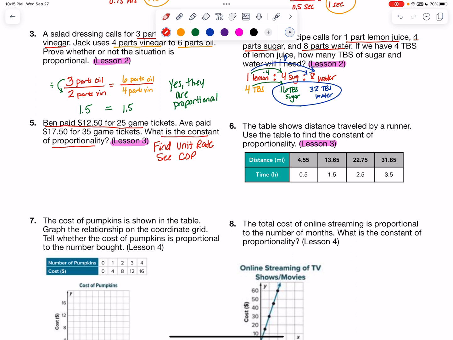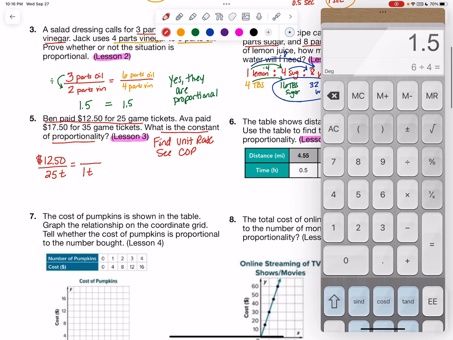Okay, and we'll put our cost on top, $12.50 for 25 game tickets. So we'll just do T for tickets. Let's go ahead and find his COP. So we find the unit rate for him. How do you find the unit rate? We take the numerator divided by the denominator. So $12.50 divided by 25. And where does that go? We put it on top. So this is 0.5, but you need to write it right. So that's 50 cents per ticket.